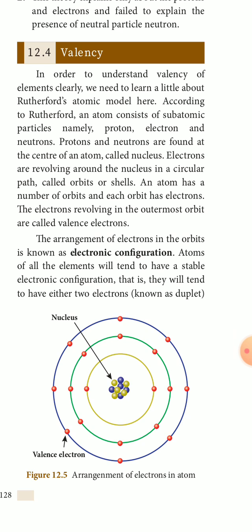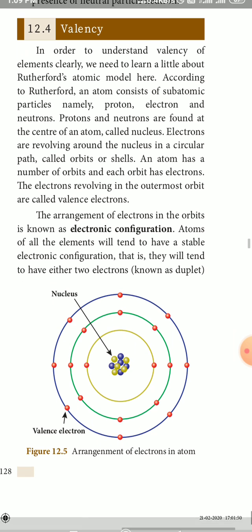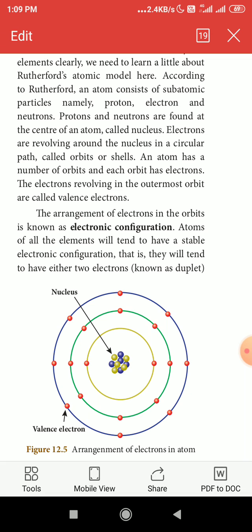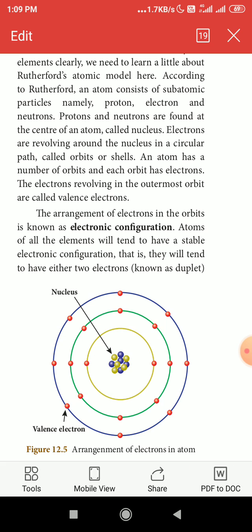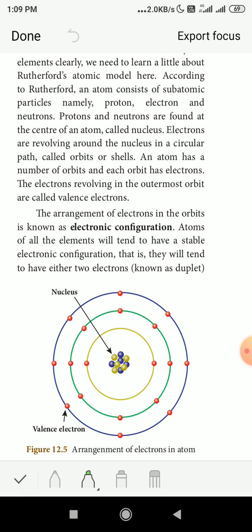These are found always in the center of an atom, and where these protons and neutrons are found is the nucleus. Around this are the electrons, which will always be orbiting around the protons and neutrons. Electrons are revolving around the nucleus in a circular path called orbits or shells. An atom has a number of orbits, and each orbit has electrons.